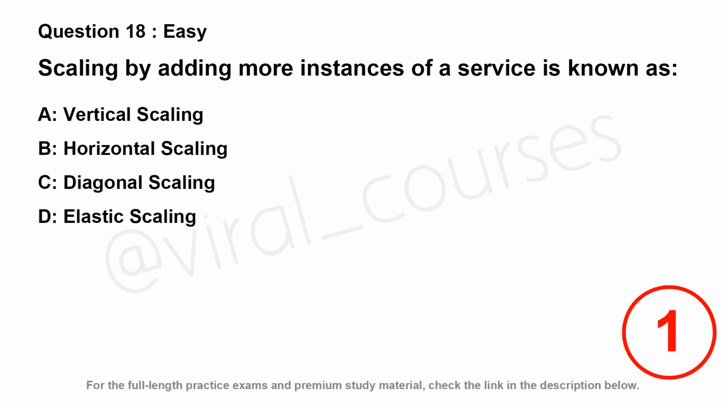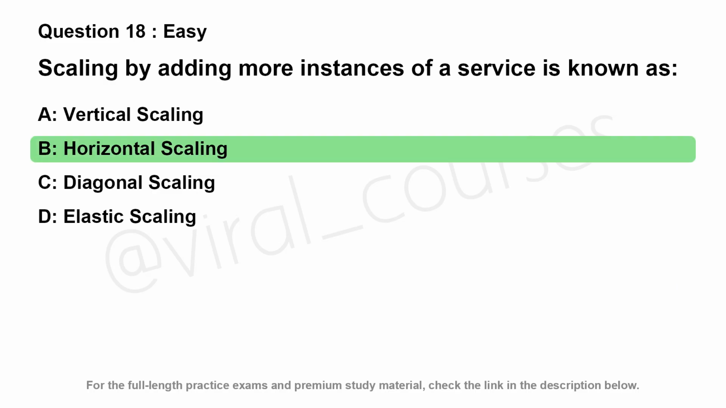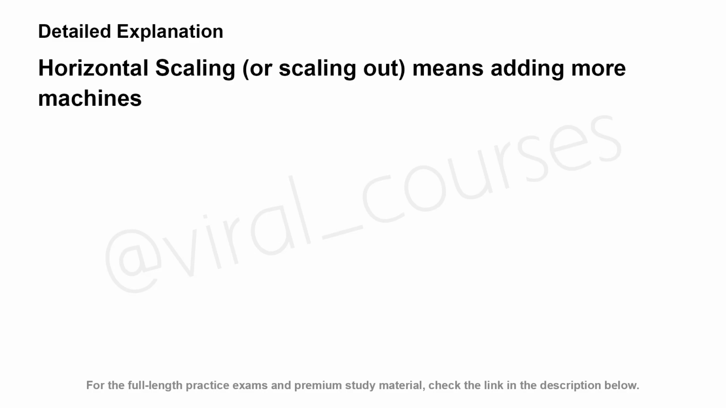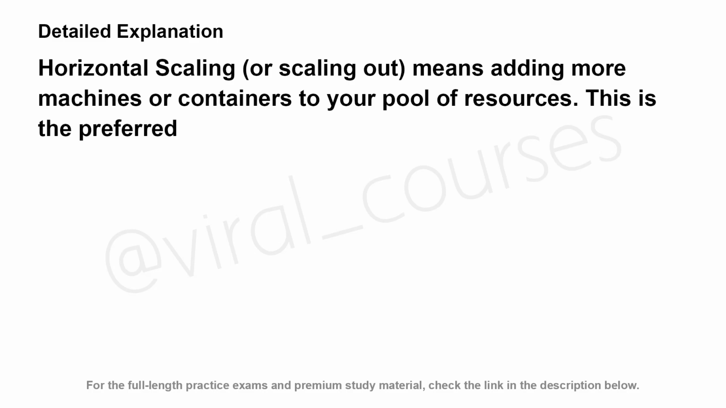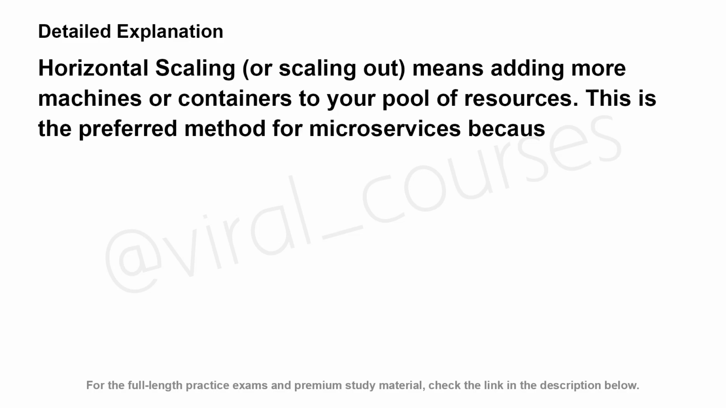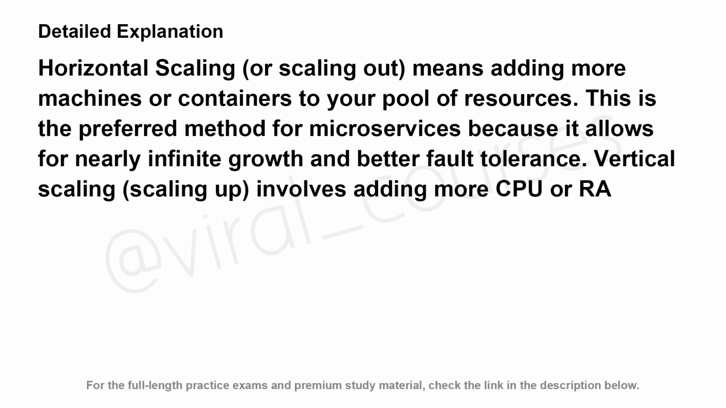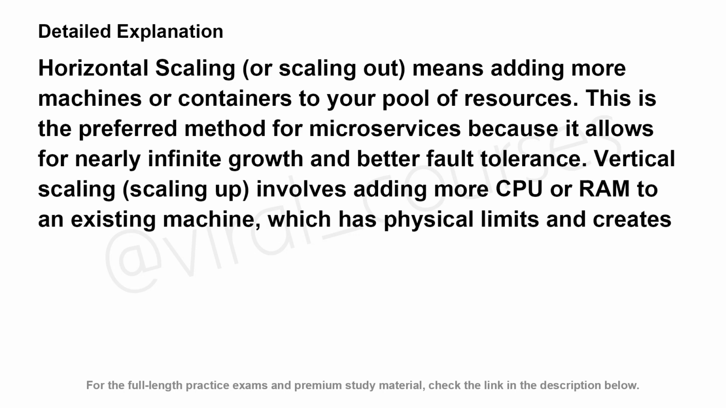The correct answer is B. Horizontal scaling, or scaling out, means adding more machines or containers to your pool of resources. This is the preferred method for microservices because it allows for nearly infinite growth and better fault tolerance. Vertical scaling, scaling up, involves adding more CPU or RAM to an existing machine, which has physical limits and creates a single point of failure.